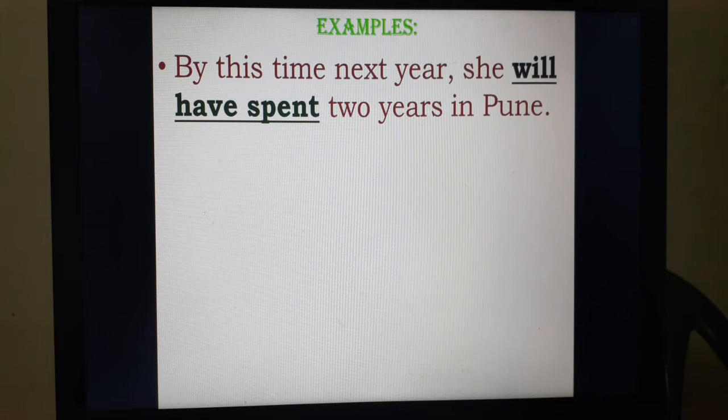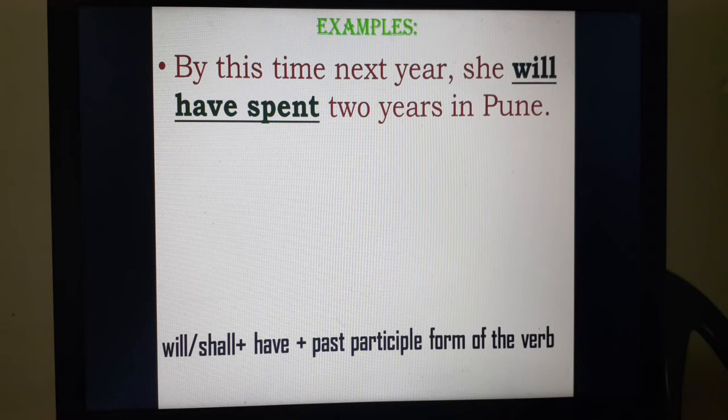Suppose she started living there in July. This sentence shows that the action of staying in Pune for 2 years will be completed by that time. This is future perfect tense. It takes a point in the future like July, which is denoted by this time next year, and it looks back. It talks about the completion of an action by that time. We make this tense with a subject plus will have plus the past participle form of the verb.